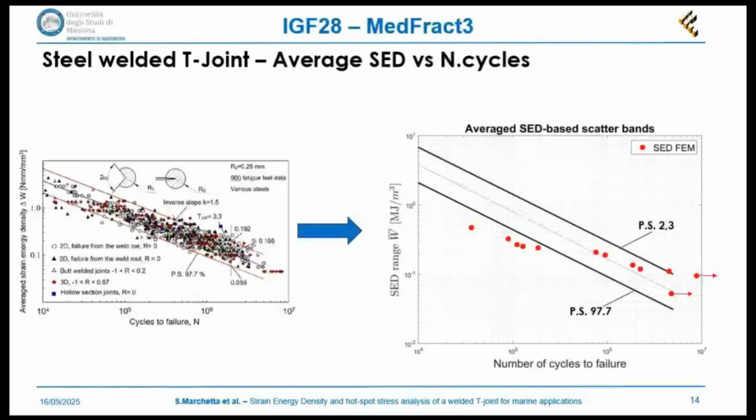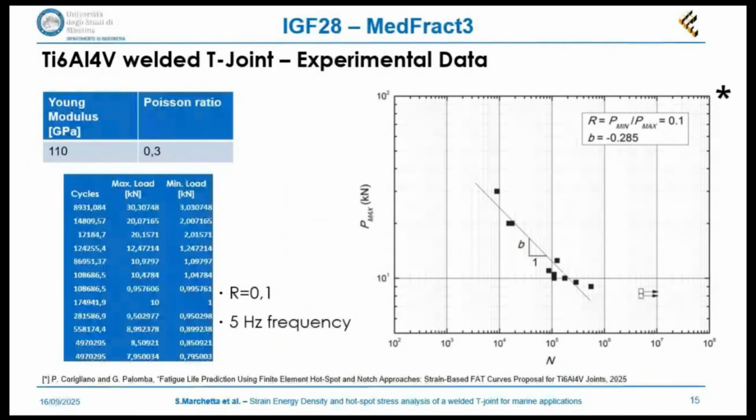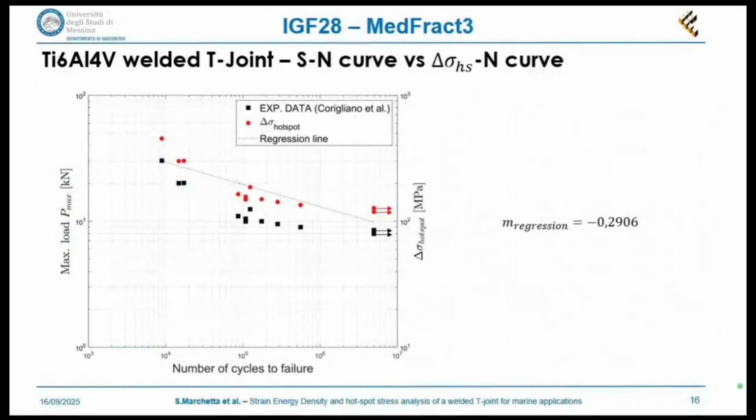Moving on to the titanium joints, these are the experimental values proposed by Corigliano, again with a load ratio of 0.1. Here again there is a plot. We are comparing the hotspot stress values with the experimental loads, and we see that the data follow the trend really well.